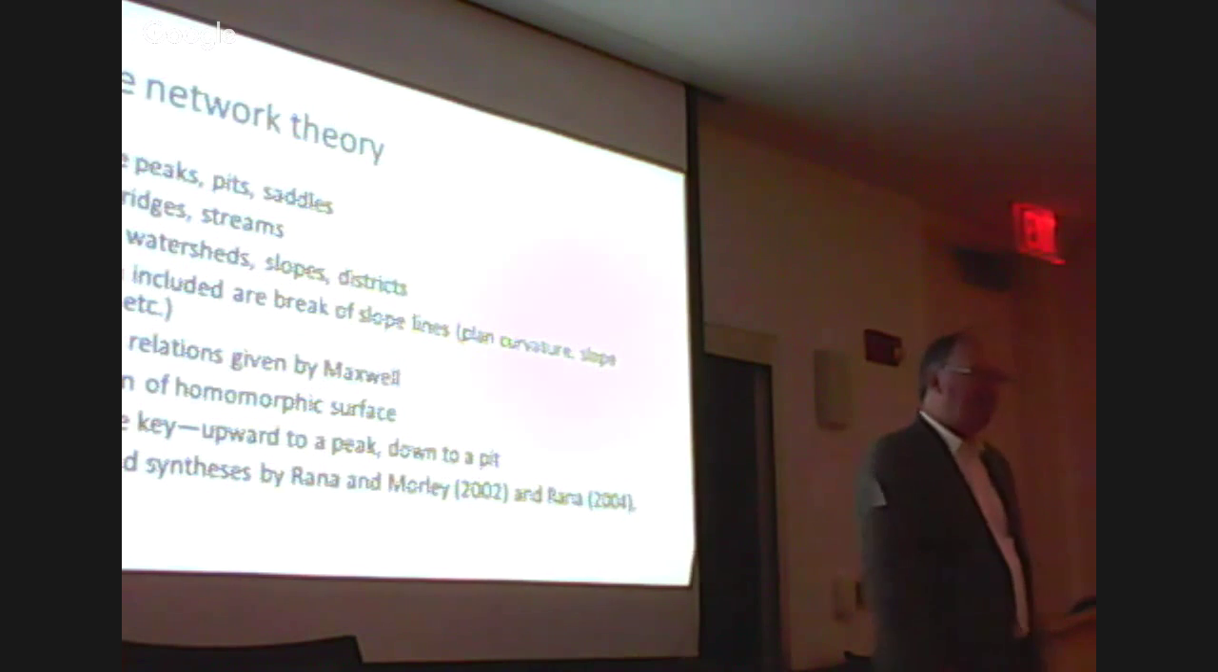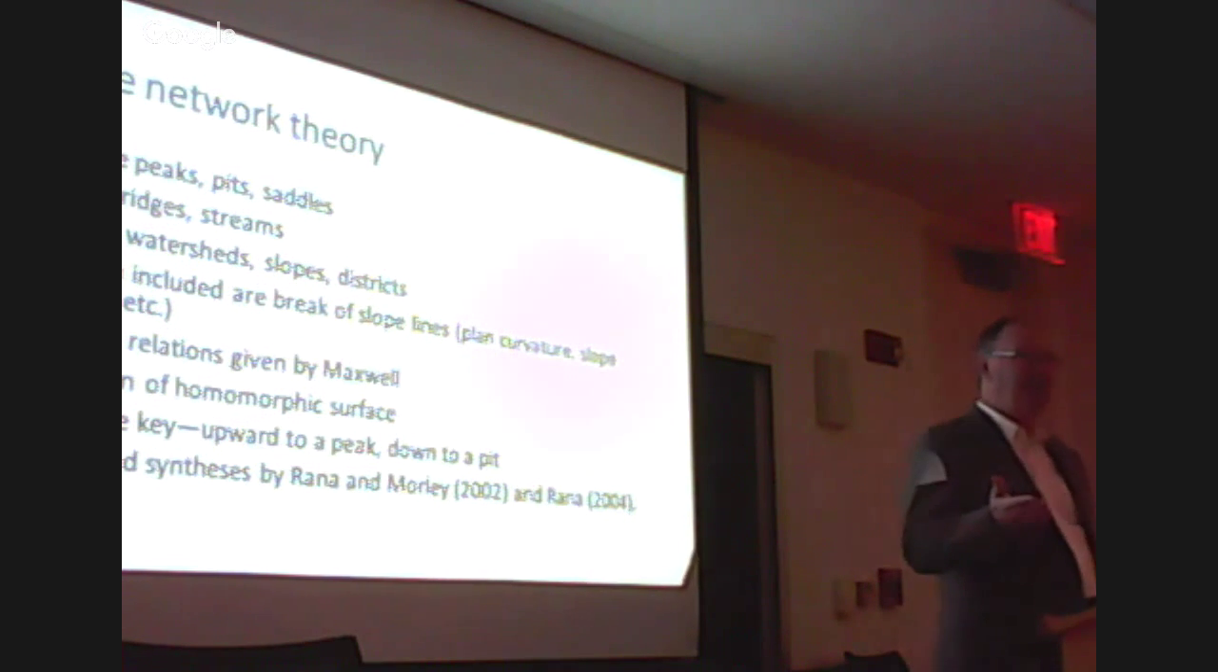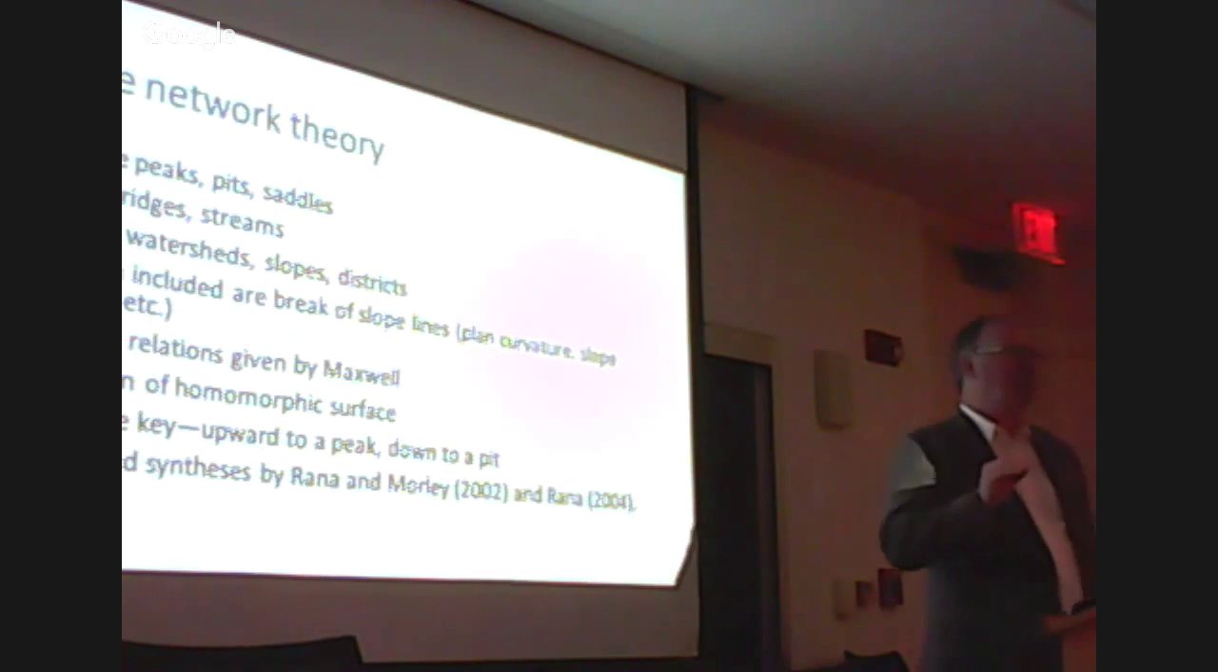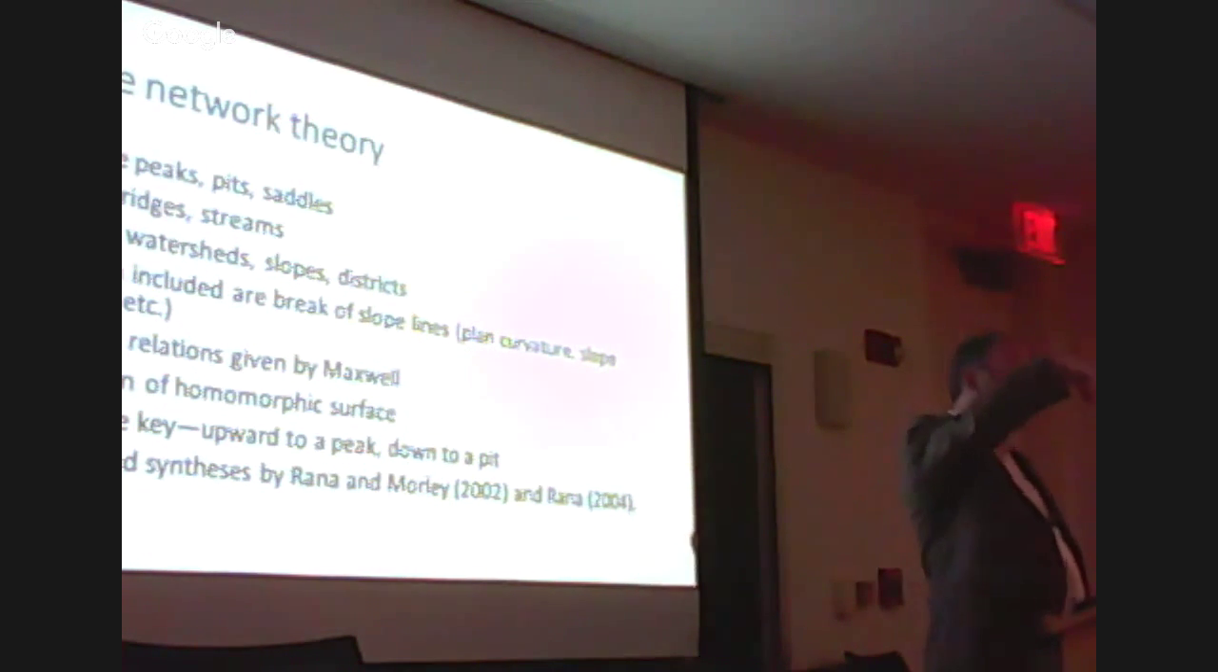Maxwell's work was primarily about the numerical relations between the number of features of different types on the landscape, so he was looking for topological laws. The assumption was made of a homomorphic surface. In other words, it's continuously differentiable. It has a slope at every point, and it's continuously univariate. In other words, there are no double elevations for one point. There are no vertical cliffs, there are no caves, there are no precipitous sinkholes that disappear to the center of the Earth.